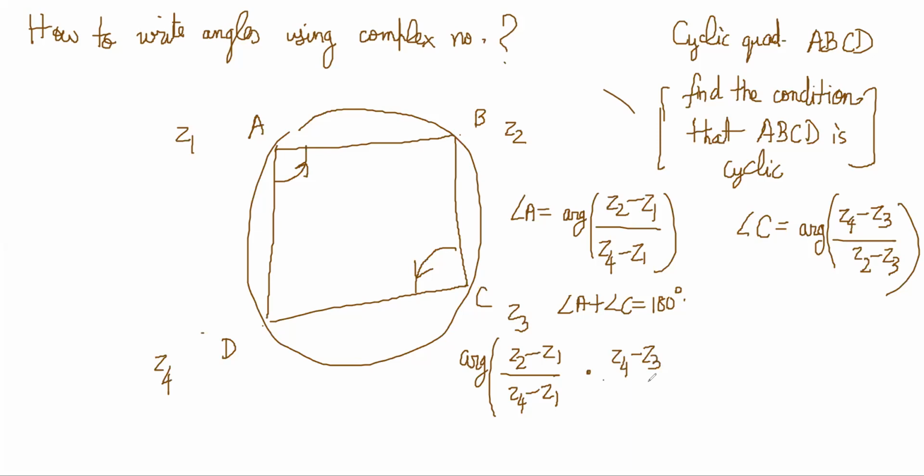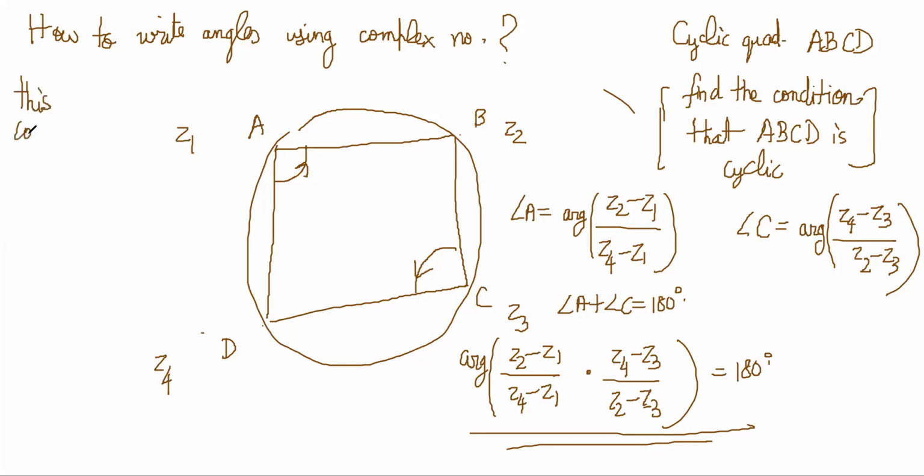By this, it should be equal to 180 degrees, right? Correct? Yes, sir. Now this means that this complex number is purely real, no? You can say this because the argument is 180, so it has to lie on the x-axis, no? Okay. Yes, sir.